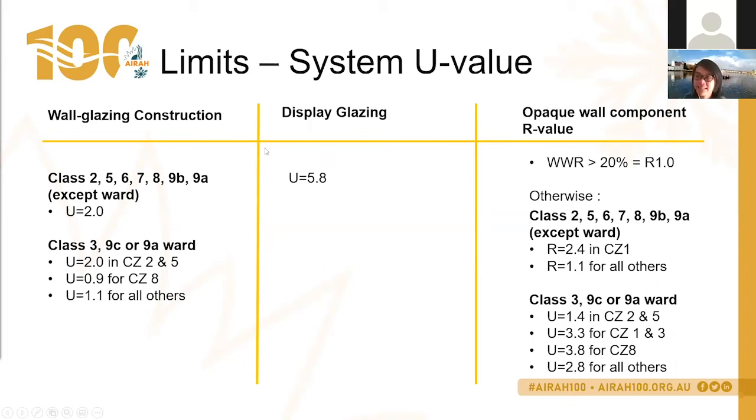With display glazing, I've mentioned to you that you get a dispensation just because of the nature of what display glazing is. So your U value requirement is 5.8. Often you'll be able to get away with just a single glaze unit.